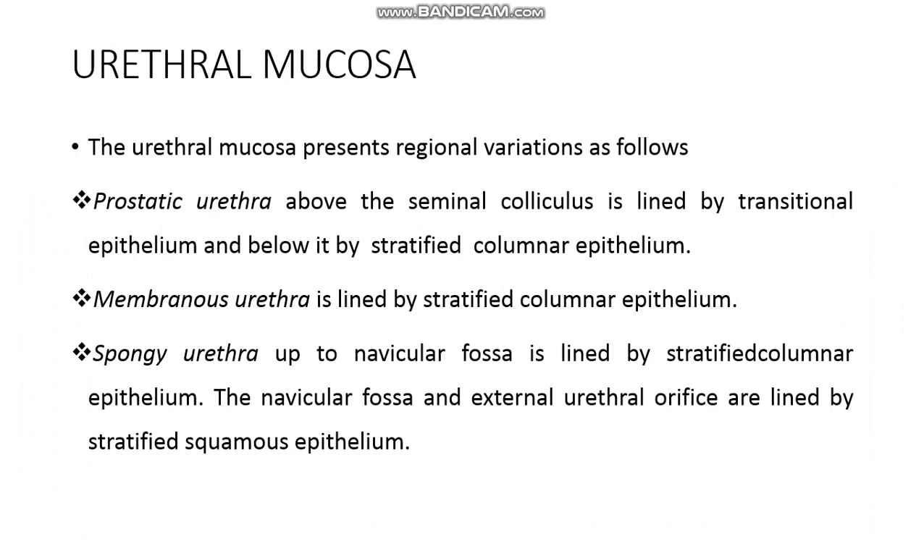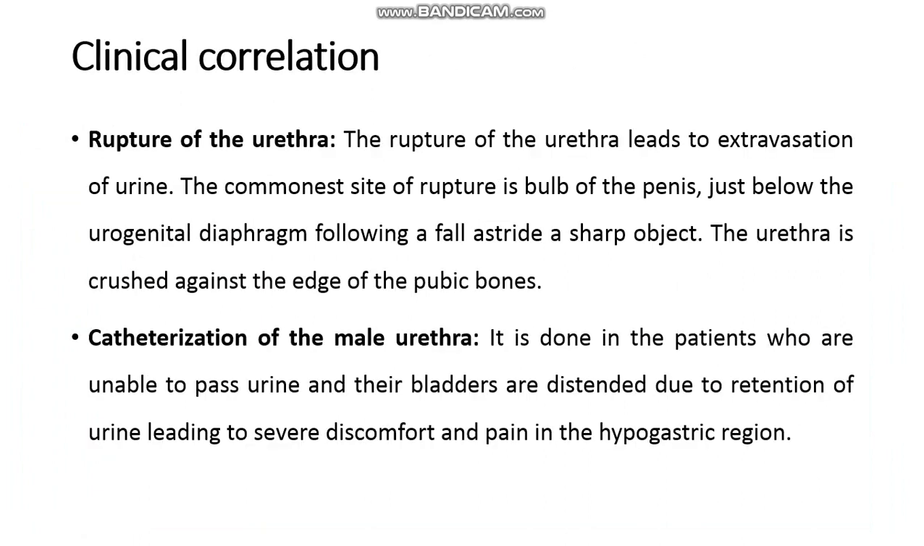The next is another part, that is urethral mucosa. What is urethral mucosa? The urethral mucosa region variation is as follows. So prostatic urethra above the seminal colliculus is lined by transitional epithelium and below it is by stratified columnar epithelium. Then membranous urethra is lined by stratified columnar epithelium. Spongy urethra up to navicular fossa is lined by stratified columnar epithelium. The navicular fossa and external urethral orifice are lined by stratified squamous epithelium.